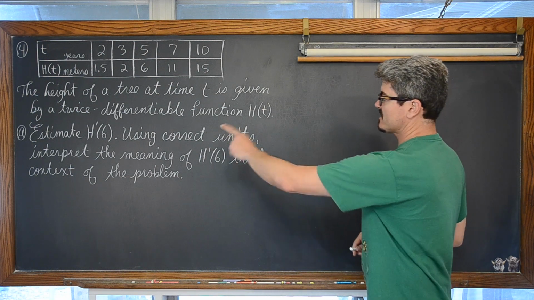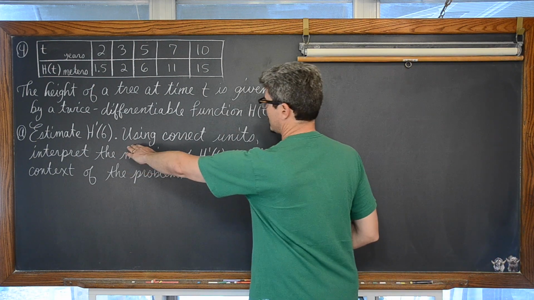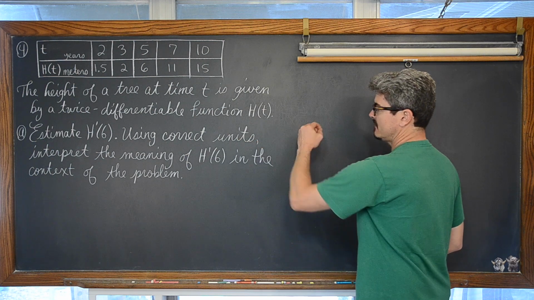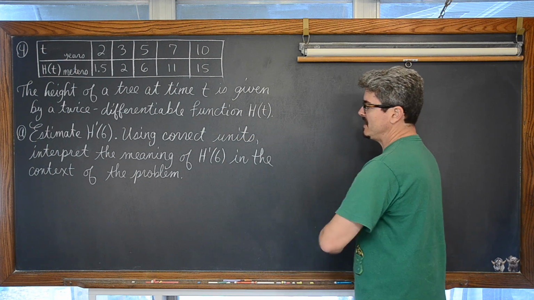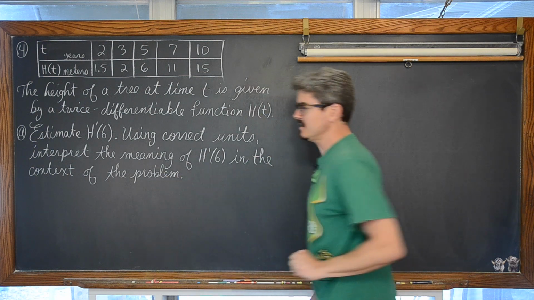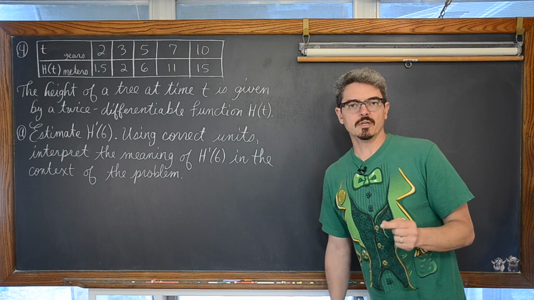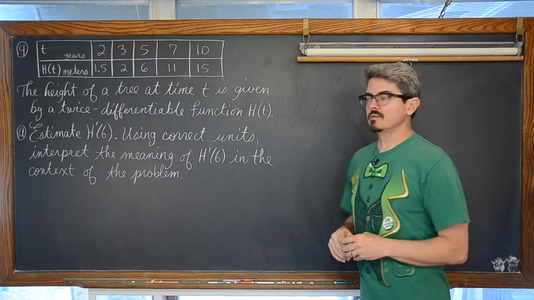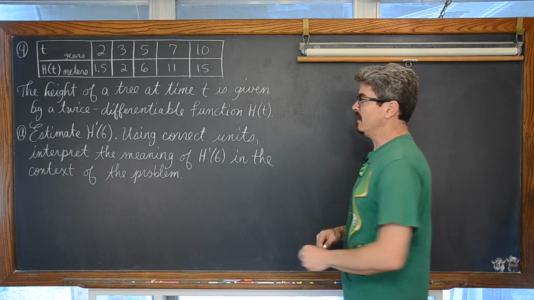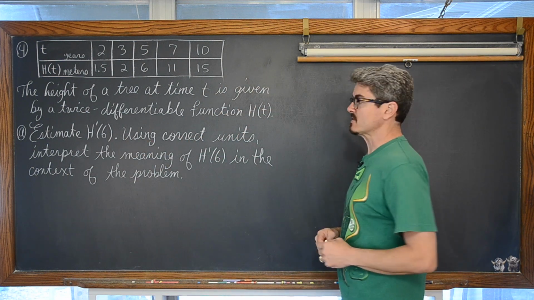So it says here, estimate h prime of 6, and more as the years go by, they're really emphasizing this even more. Using the correct units of measure, interpret the meaning of h prime of 6 in the context of this problem. Don't just give them a number. Don't give them a number with the correct units of measure. Actually explain what it means in the context of this problem. Not only in the context, but you'll be explaining that you actually understand what a derivative is describing.